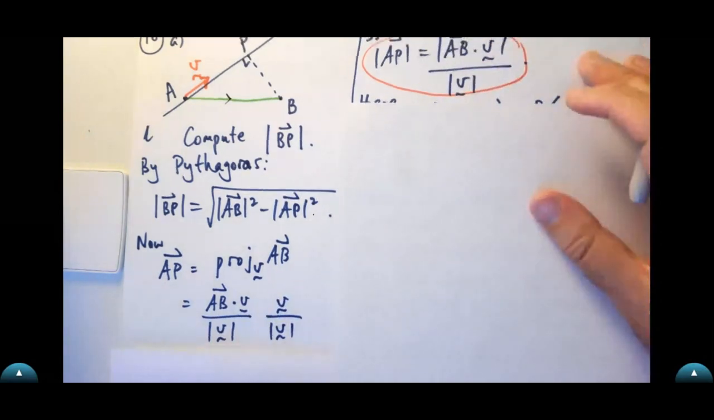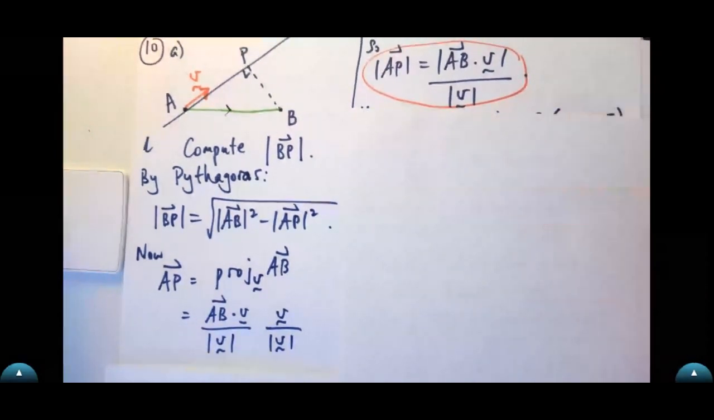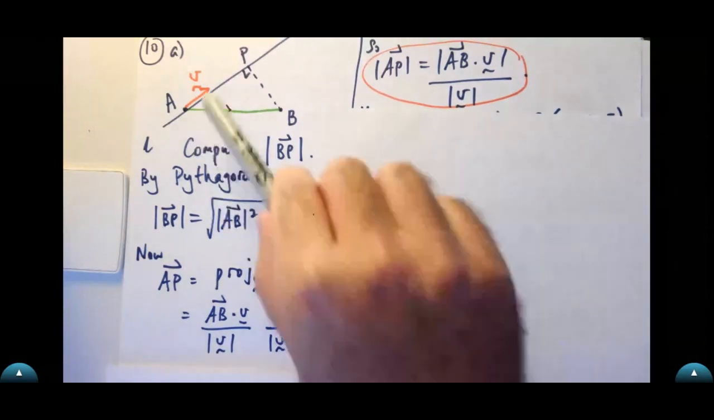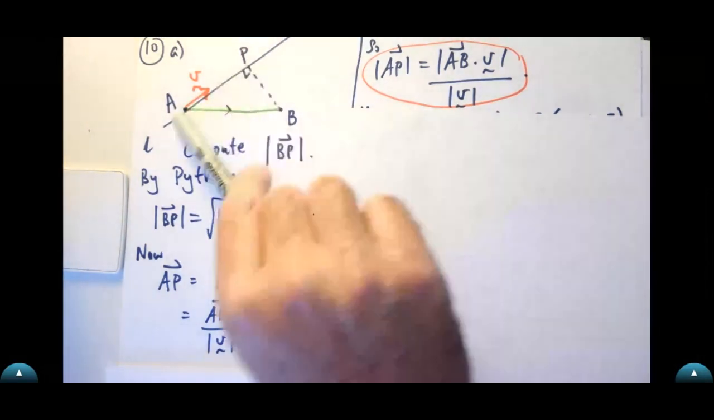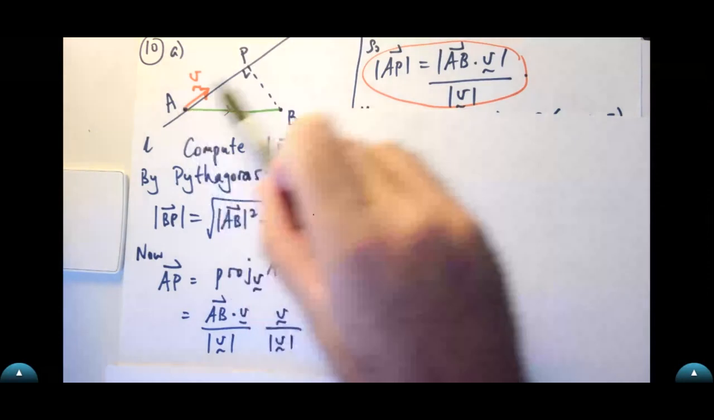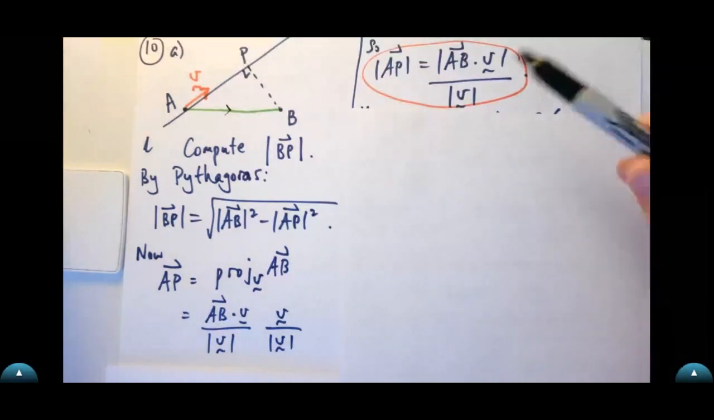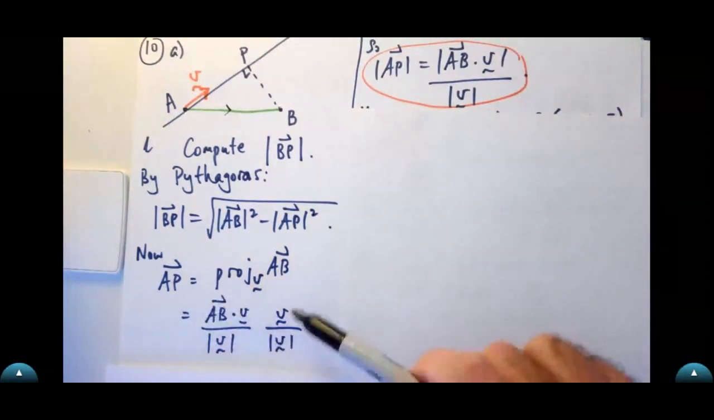Let me move that down a bit. Fei Wei asks: V is shorter than AP. In this picture, yes, but it doesn't matter how long or short V is. It's still the projection, right? Yeah, good question.